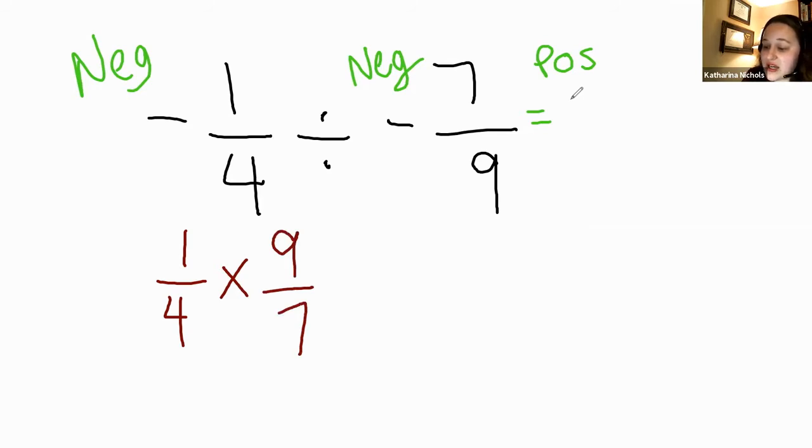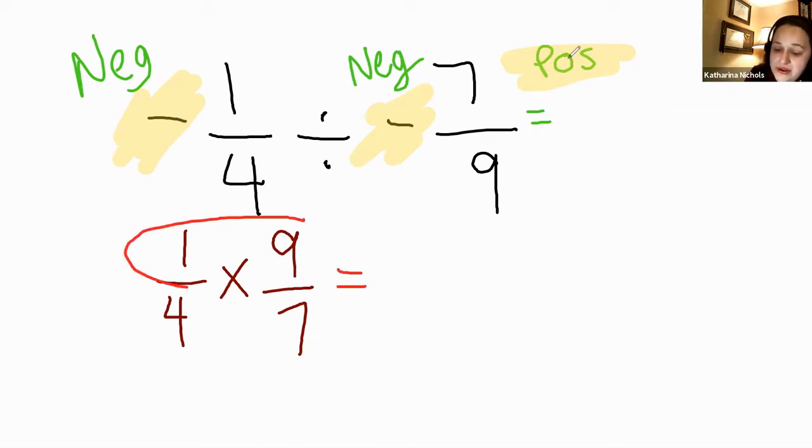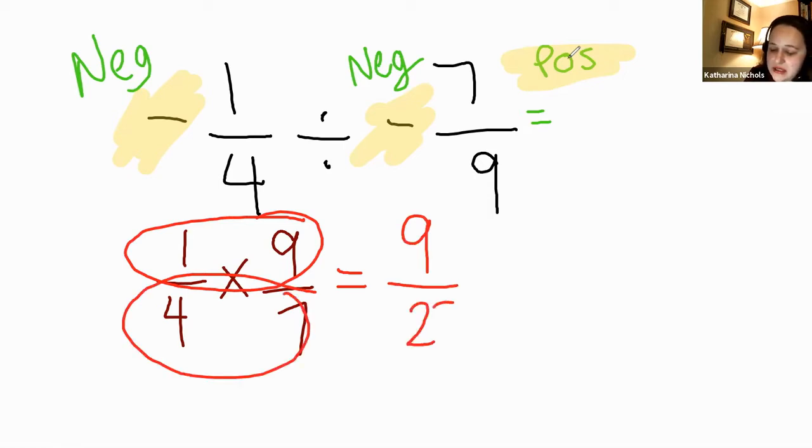Notice I essentially ignored the negative signs because I already figured out that my answer is positive. At this point, I'll look for common factors, but there aren't any. So I'll multiply straight across. 1 times 9 is 9, and 4 times 7 is 28.